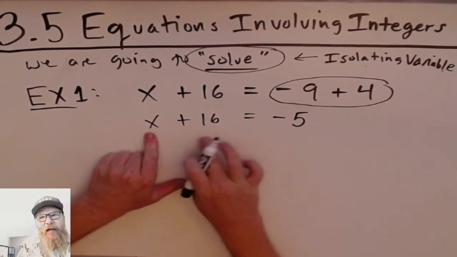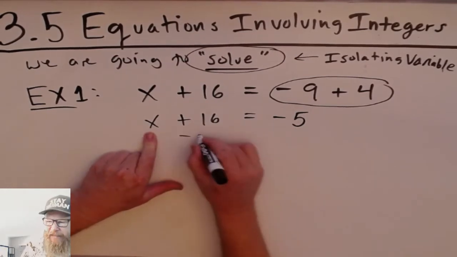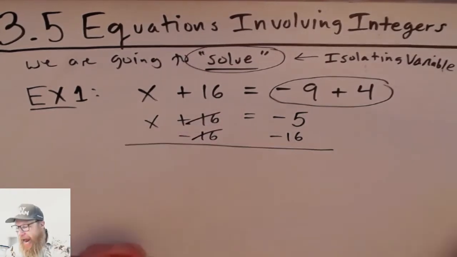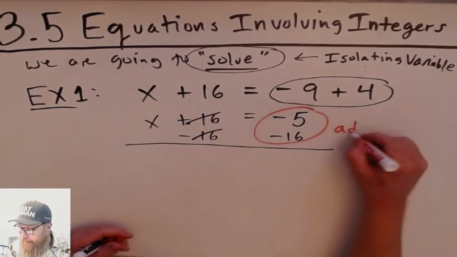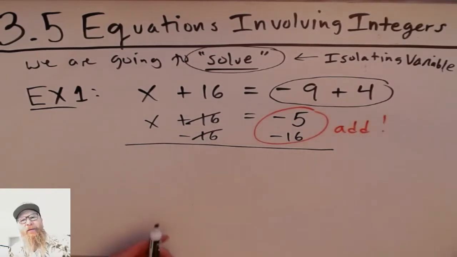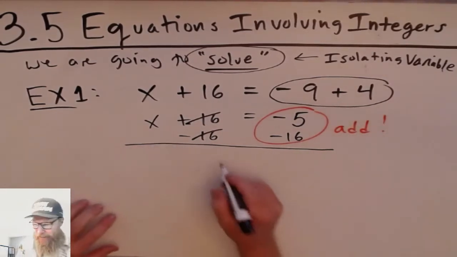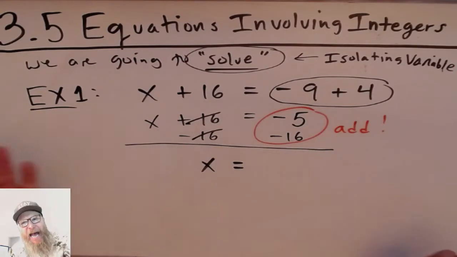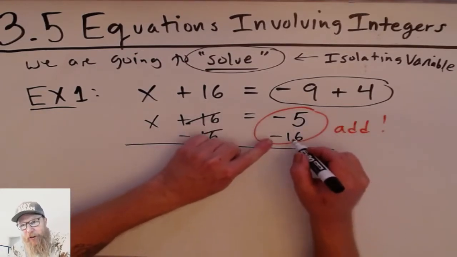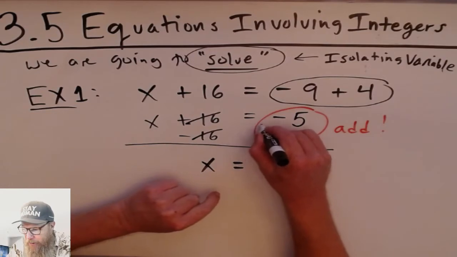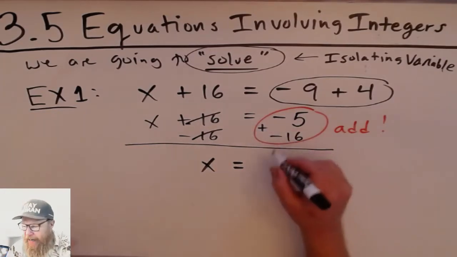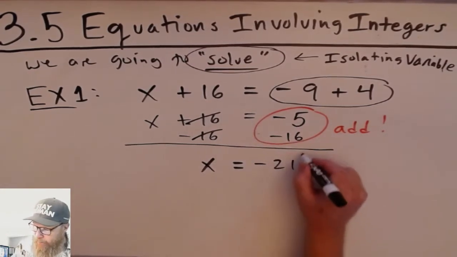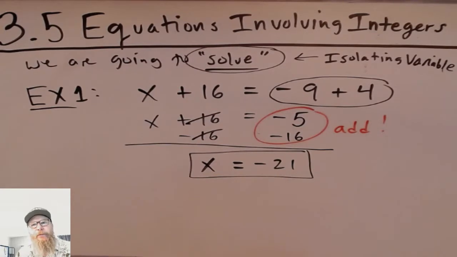Okay, now to get the variable isolated, you're going to subtract 16. Or I like to actually say add -16. I mean, yeah, you are subtracting, but remember from the previous lessons, subtracting is the same as adding a negative. So it's -5 plus -16. If it helps you to put a little invisible plus sign here, you certainly can. I typically don't. I just think in my head I'm adding, so that would be -21. Okay.